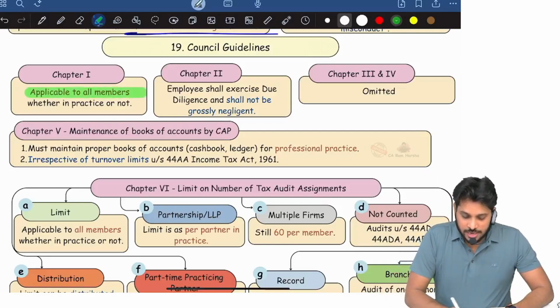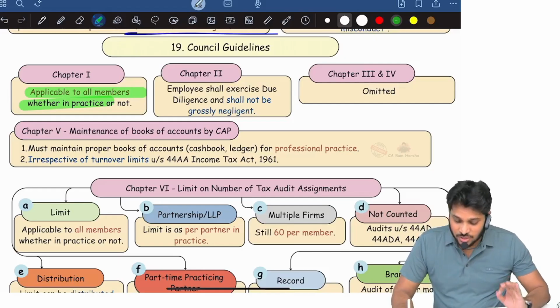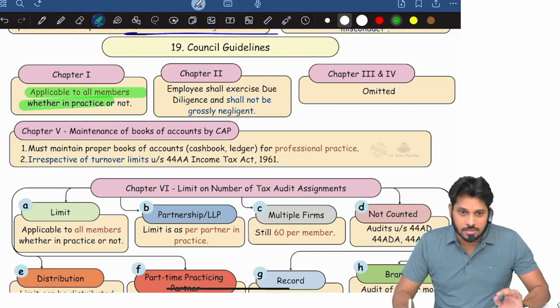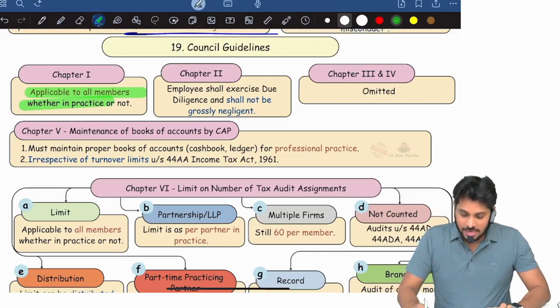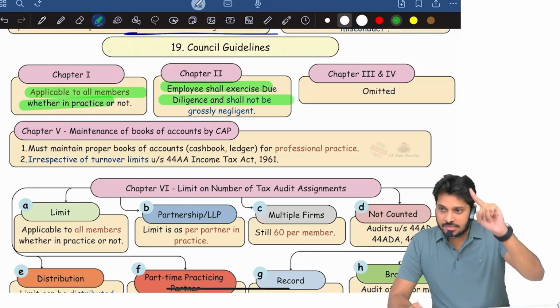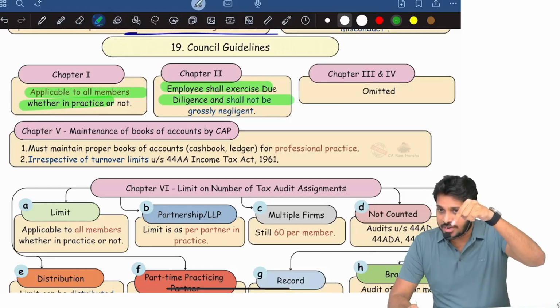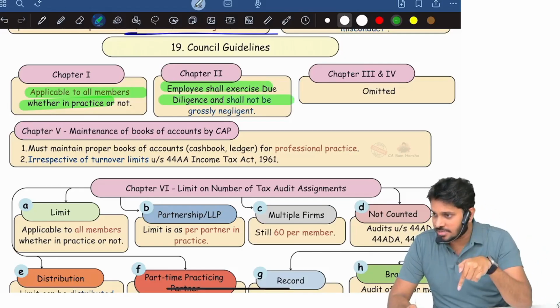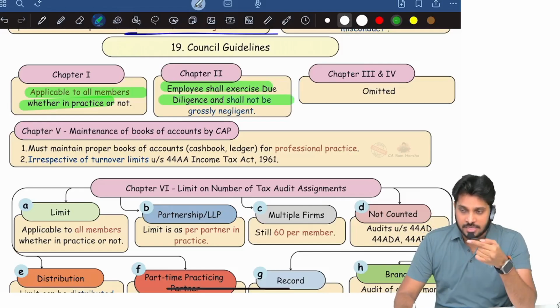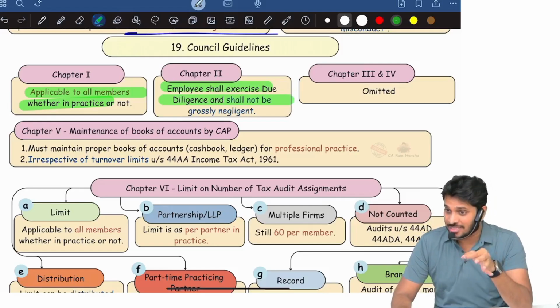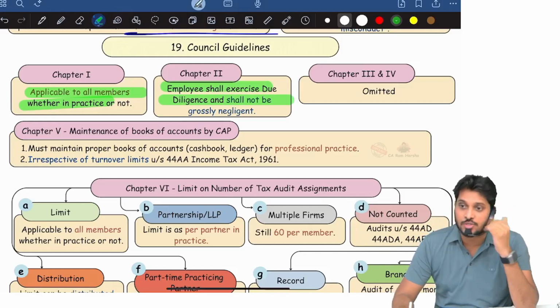These council guidelines are applicable for all members, whether in practice or in service. It doesn't matter. If at all he is a member, council guidelines are applicable. And you know, for a CA in practice, gross negligence is covered in part number 1, schedule number 2, clause number 7. But for an employee who is negligent, council guidelines are covering. So if a CA is an employee, a member in service, and is grossly negligent in providing services, it will be a council guidelines violation.